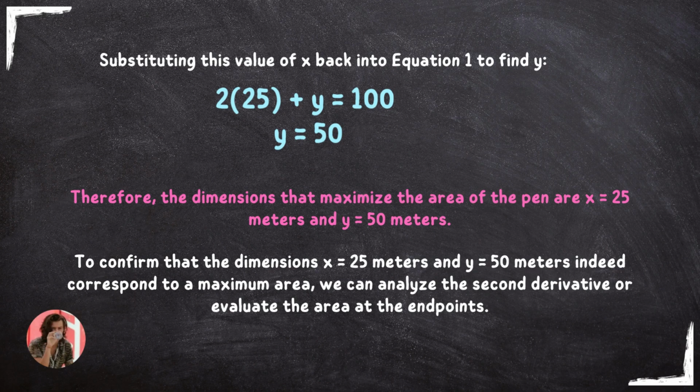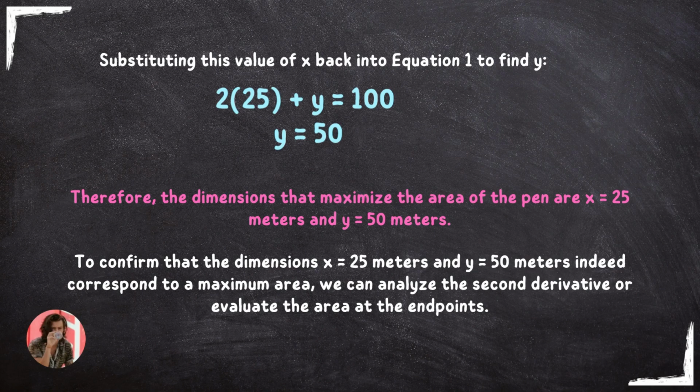So the solution will be 2(25) + y = 100. So we get the value of y is 50. Therefore, the dimensions that maximize the area of the pen are x = 25 meters and y = 50 meters.